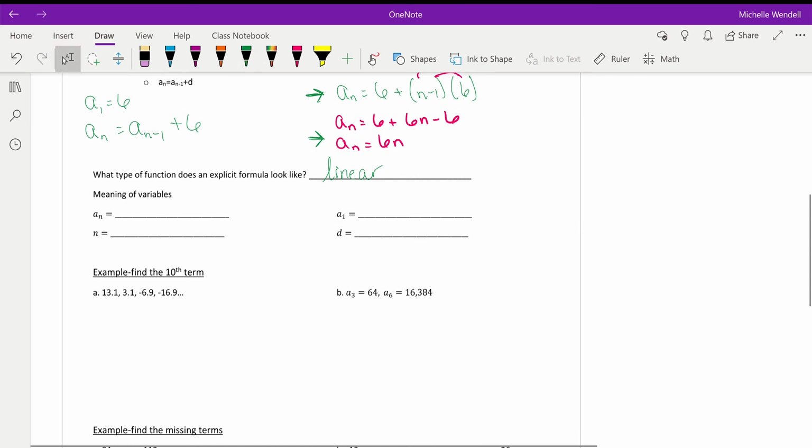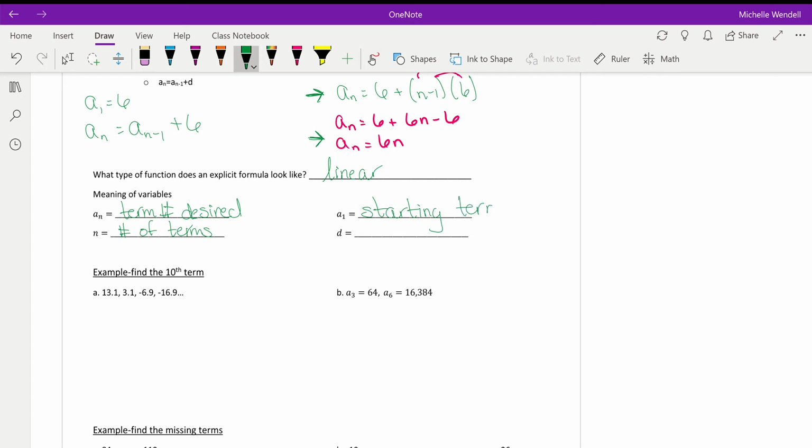The variables: A sub n is the term number you want. This is the desired term number. N is the number of terms you have in your sequence. A sub 1 is your first term or your starting term. It may not always be the first one, and I will give you an example of that in a minute. And then D is the difference.